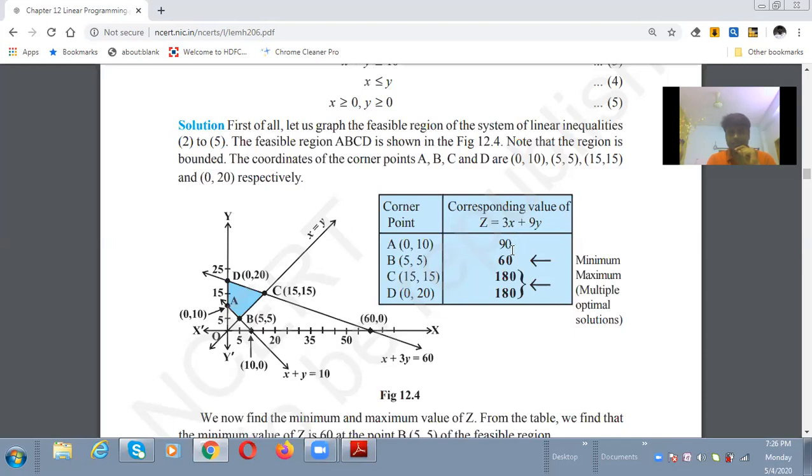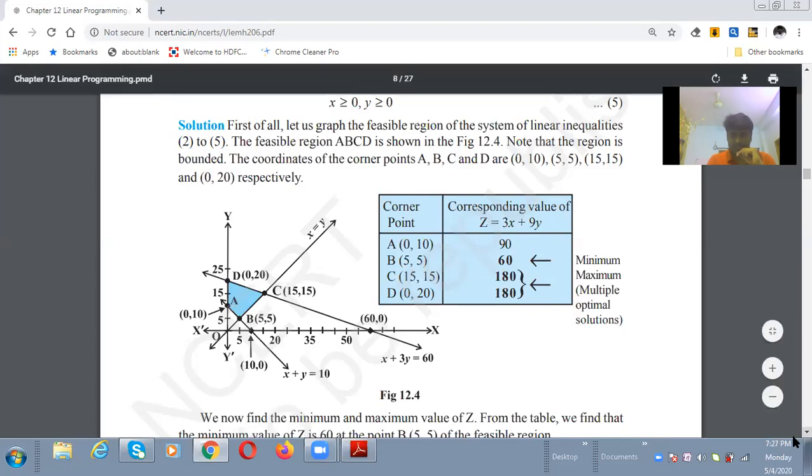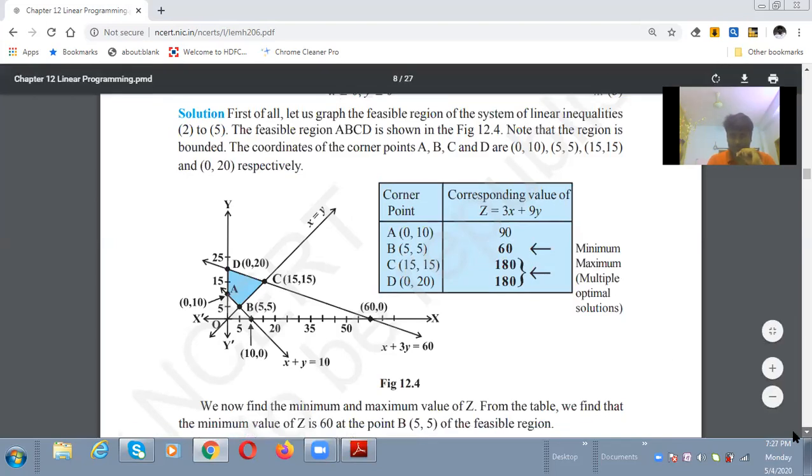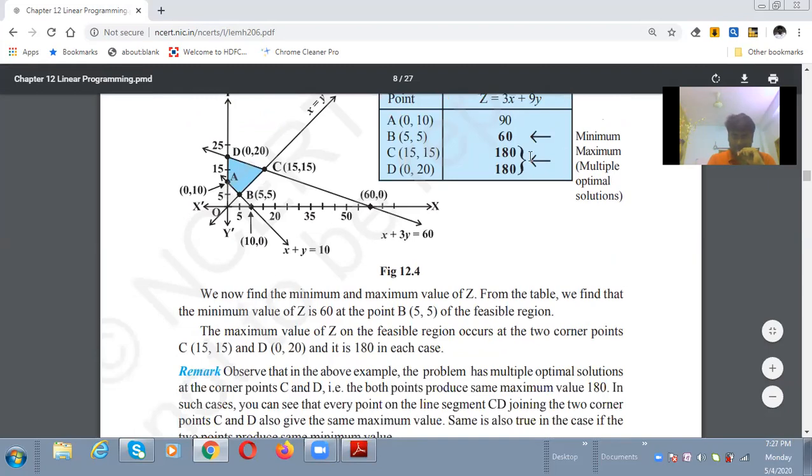So now let us substitute those values. We'll get the values at A, B, C, D. What is A? 90. If we substitute B, 5 comma 5, we got 60, and for the remaining 2 points we got 180 each. That means what is the minimum value here? 60. We got the minimum value 60 at the point 5 comma 5, that we will write, and we got 180 as the maximum value at these 2 points. That means the maximum value of z on the feasible region occurs at the 2 corner points, 15 comma 15 and 0 comma 20, and it is 180 in each case.